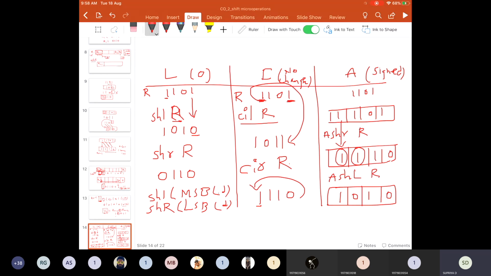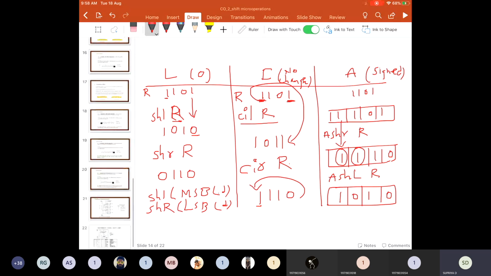But if R minus 1 and R minus 2 do not have the same bit values, that is 1 and 1 or 0 and 0, then we can detect an overflow while performing arithmetic shift left operation, and that must be transferred into the overflow flip-flop. This is arithmetic shift left operation. These are the three shift micro operations that can be performed.